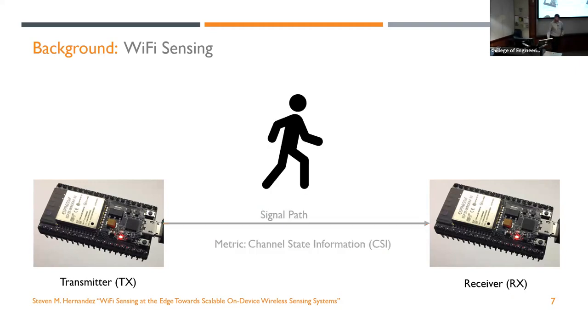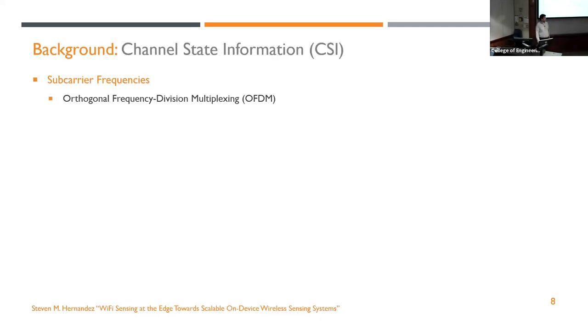Now, if there's an object or a person in the environment, well, because the radios are not communicating in just one line of sight, they're also communicating omnidirectionally, that signal is also going to reflect off of that person and reflect back to the receiver device. So the goal of Wi-Fi sensing is to try to leverage these multiple paths through channel state information to understand what the person is doing over time.